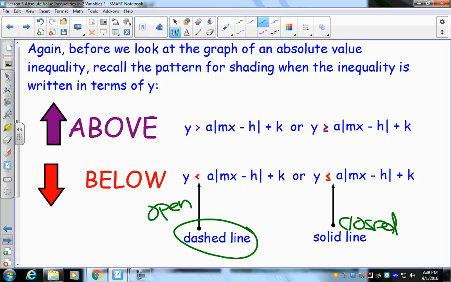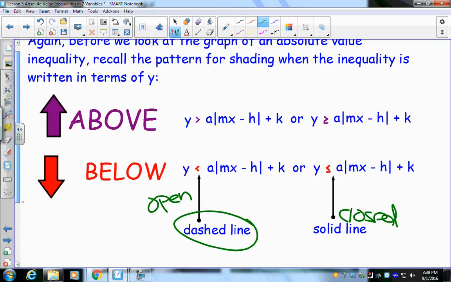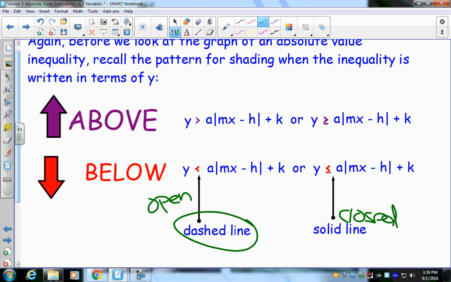And then I've just got to figure out where I'm shading. Am I shading above the V or below the V? So if it's a greater than, it's above. If it's less than, it's below.